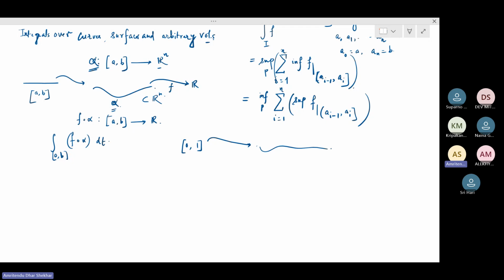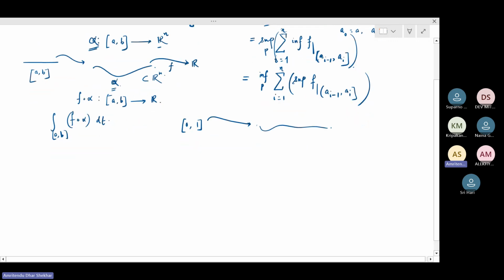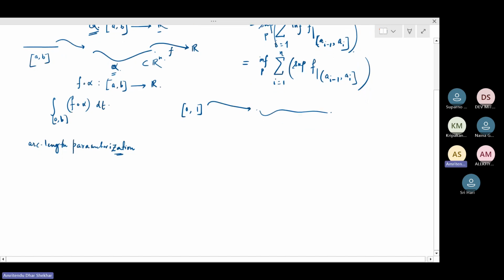So the arc length parameterization of the curve is a parameterization where the velocity along the curve is one. Okay. So recall that the arc length parameterization is a parameterization where the norm of this tangent vector, which is the speed rather, is actually equal to 1. You can call that alpha dot. That is equal to 1.